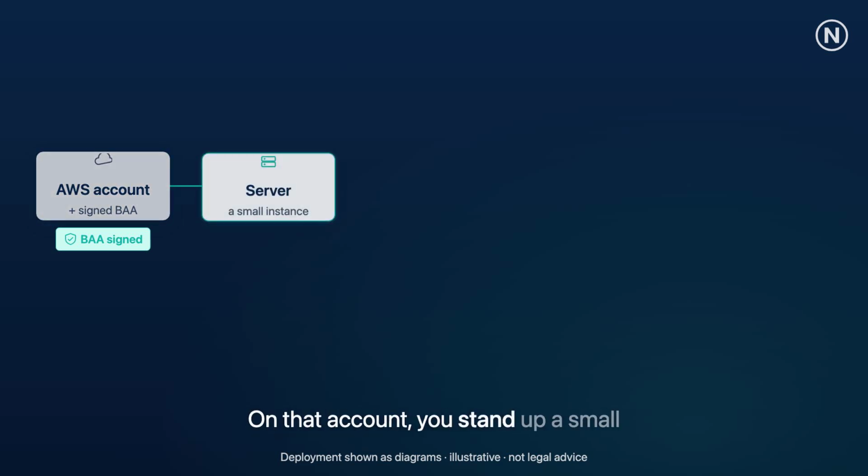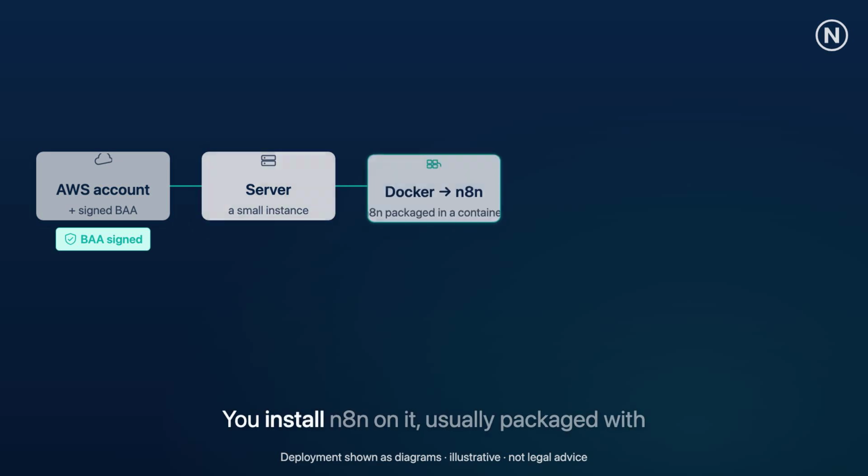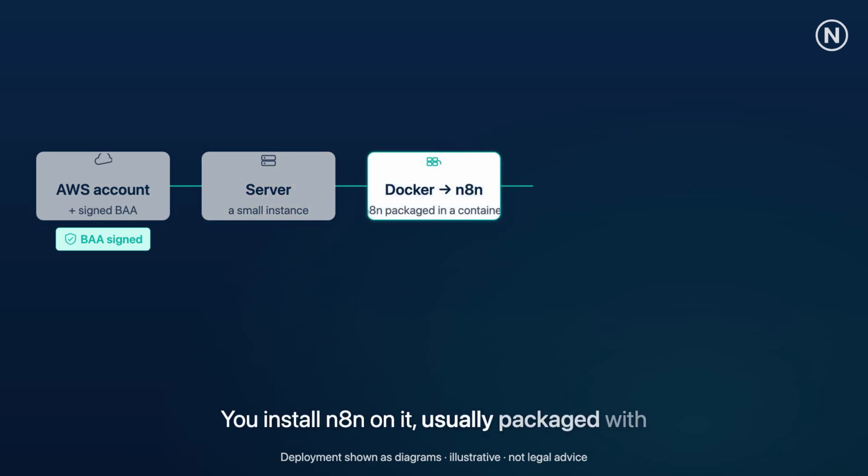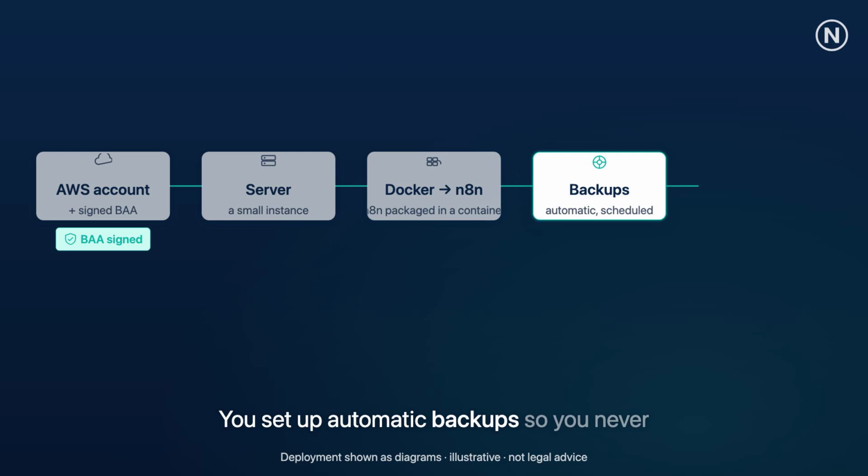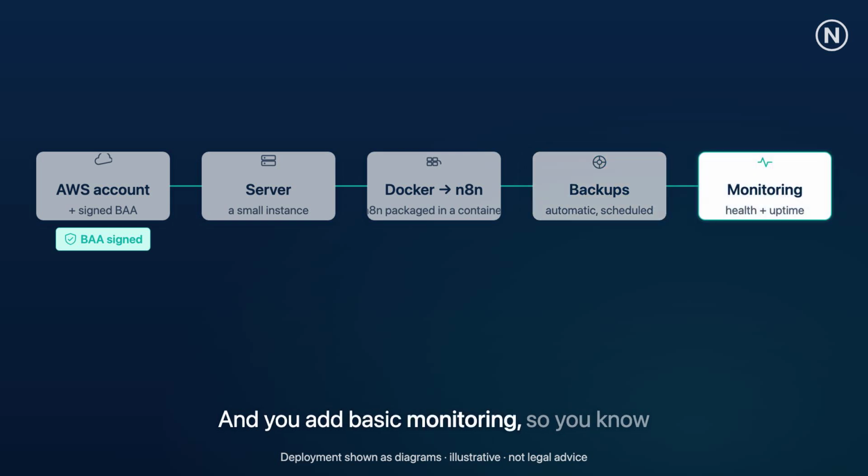On that account, you stand up a small server. You install n8n on it, usually packaged with a tool called Docker that keeps the setup clean and repeatable. You set up automatic backups so you never lose your workflows or data. And you add basic monitoring so you know it's healthy and running.